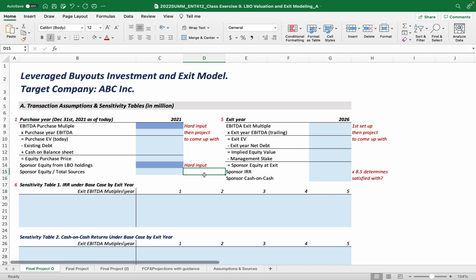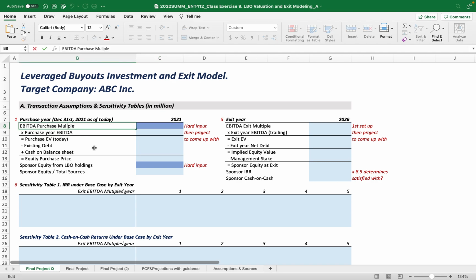So let's get started. It's the same process as we practiced during the class. EBITDA purchase multiple. The purchase multiple is based on current transactions in the market, like competitors. Usually for an LBO, the multiple is around 7.7 times or 10 times in the United States. So let's say 8.5 is the multiple.